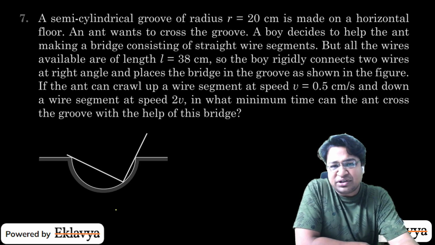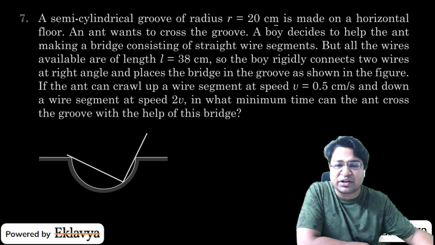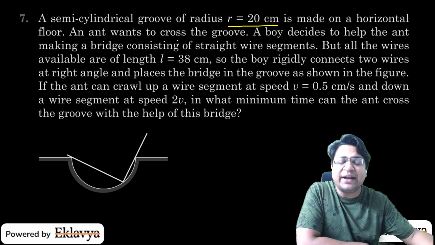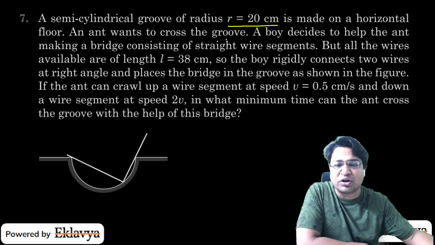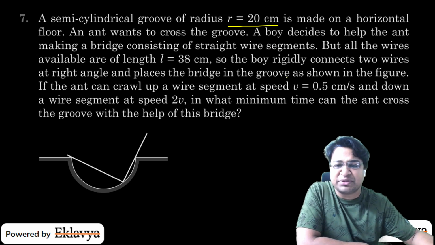Now, coming to this question, it's a very good question, guys. The question says that a semi-cylindrical groove of radius r equal to 20 centimeter is made on a horizontal floor. An ant wants to cross the groove. A boy decides to help the ant by making a bridge consisting of straight wire segments.